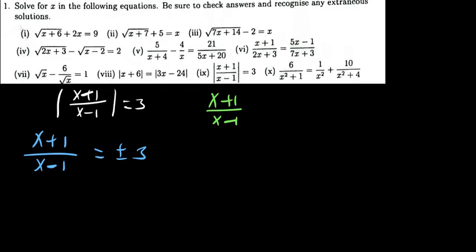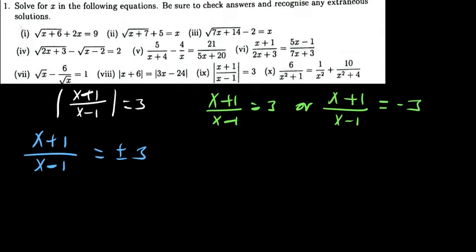So I'm going to have x plus 1, I'll remove now the modulus. Then you need to put plus or minus here. What does it mean? It means that I have got x plus 1 divided by x minus 1 is equal to 3, or x plus 1 divided by x minus 1 is equal to negative 3. So you solve now. I'll start with the one for positive.